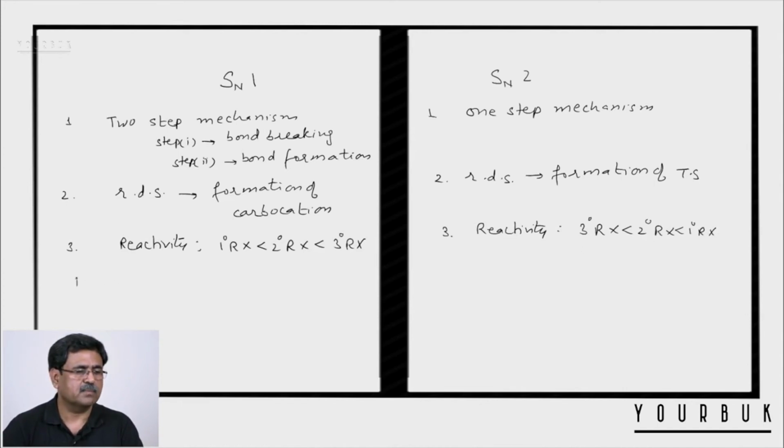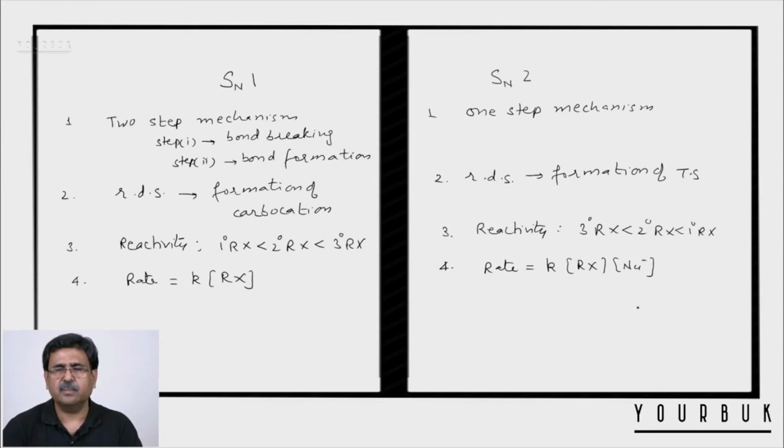Now, the fourth point is the rate equation. In case of SN1 mechanism, the rate equation is rate equals K into the concentration of alkyl halide. So SN1 reaction is independent of the concentration of nucleophile. It depends only on the concentration of alkyl halide. But in case of SN2, our rate equation is this: rate equals K into alkyl halide and the nucleophile. So in SN2, the rate depends on both the concentration of alkyl halide as well as the concentration of nucleophile.